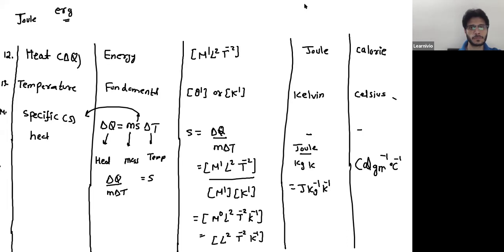The CGS unit is calorie per gram per degree Celsius. It's calorie per gram per degree Celsius.